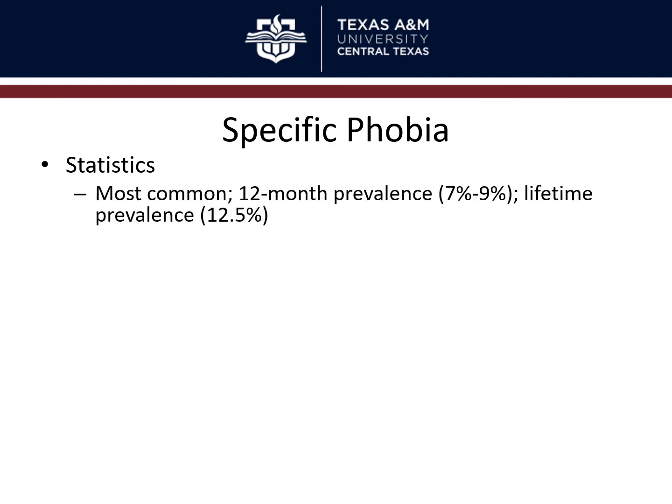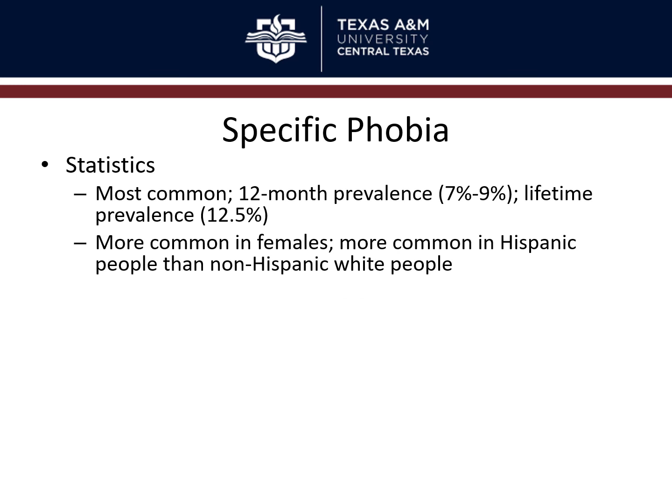Okay. This is the most common anxiety disorder that we'll talk about. 12-month prevalence rate of 7 to 9%. Lifetime prevalence rates up to 12.5%. So fairly common. Again, more common in females. Interesting here, more common in Hispanic individuals than non-Hispanic whites. Not sure what that's about, but interesting.